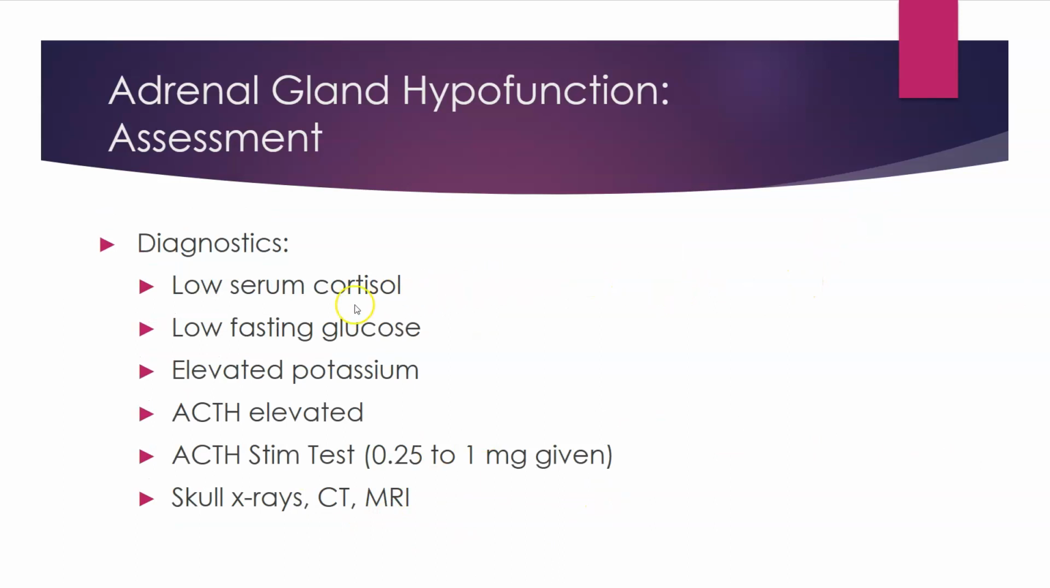So diagnostics, we're looking at the serum for cortisol, glucose, potassium, and ACTH. We might do an ACTH stim test to see how they do with this, if they improve or if they worsen. And then we might do skull x-rays, pretty rare, but more commonly CT or MRI to look for anything pushing on the brain.